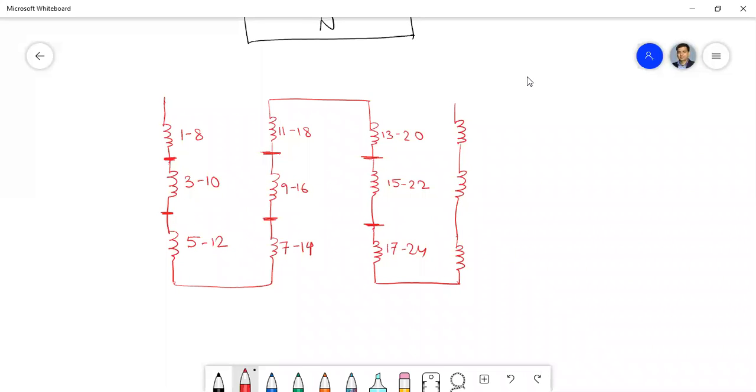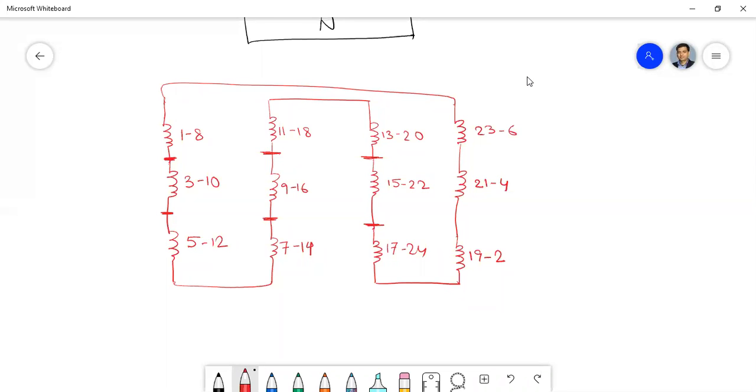Now 17/24 will be connected with 19/2, then 21/4, and 23/6. Now this 23/6 will be connected with which coil? 1/8 coil. Okay, so this will be connected with the 1/8 coil. This is how all the coils are connected in series in a circular way, but actually they are not connected in series, they are connected in parallel.